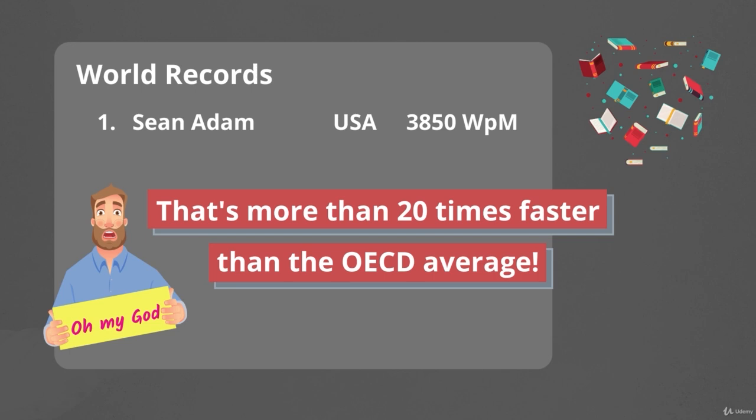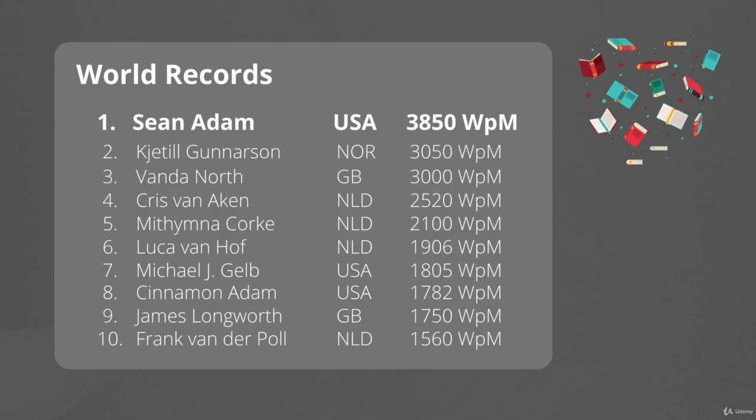His reading speed is more than 20 times faster than the OECD average. More than 20 times. And he's not the only one who's reading that fast. The top 10 highest reading speeds are all well above 1,500 words per minute. Most of these speed readers come from the US, the Netherlands, Great Britain and Norway. And those are also the countries where speed reading emerged and where it at least is partly taught.